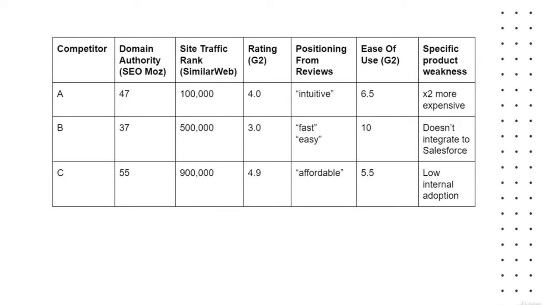Competitor B, we have domain authority of 37, site traffic rank 500,000, rating of 3.0. They're fast and easy in the positioning. The ease of use is a 10, and it doesn't integrate with Salesforce. That's a specific product weakness. Then we have competitor C. Their domain authority is 55, site traffic 900,000, rating 4.9. They're under positioning from reviews as affordable. Ease of use 5.5. Specific product weakness is low internal adoption.